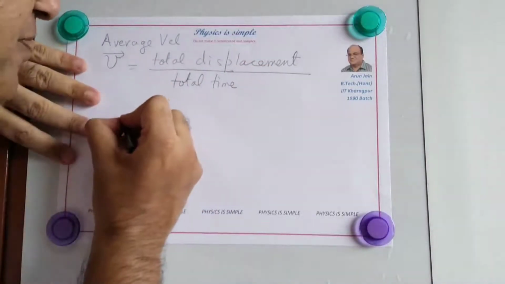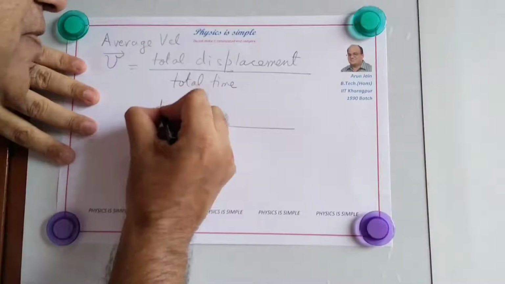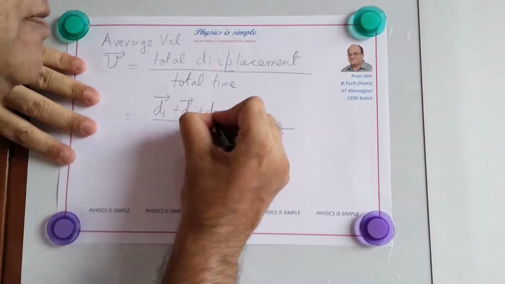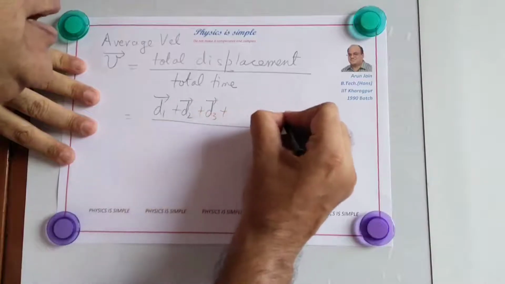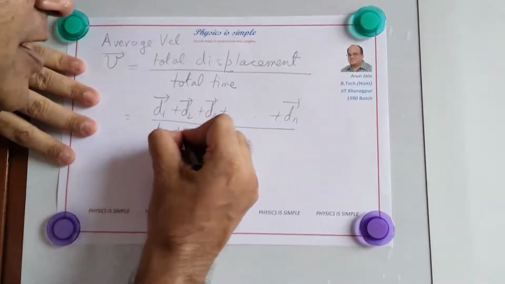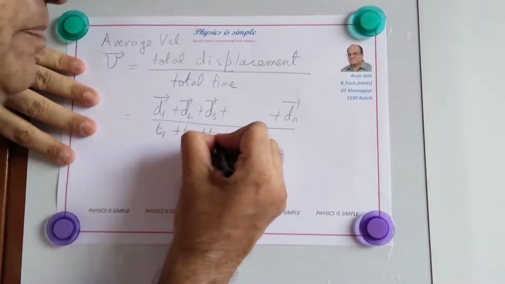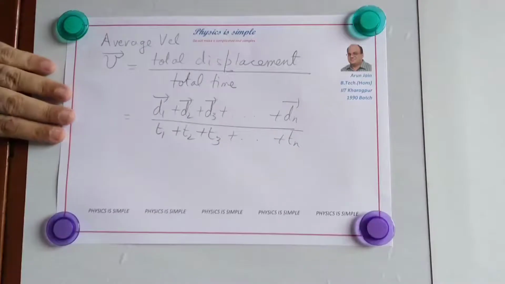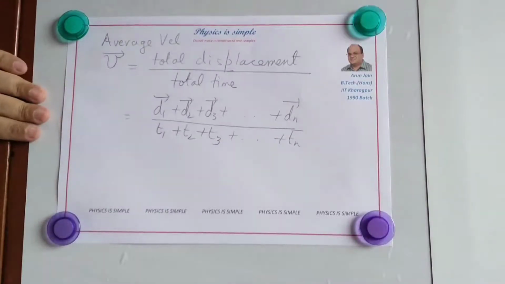The particle may have several displacements, d1 vector plus d2 vector plus d3 vector plus dn vector, and the times for these displacements are say t1, t2, t3 and so on. So these are the times for the various displacements. So this is what average velocity is. Average velocity is total displacement by total time.